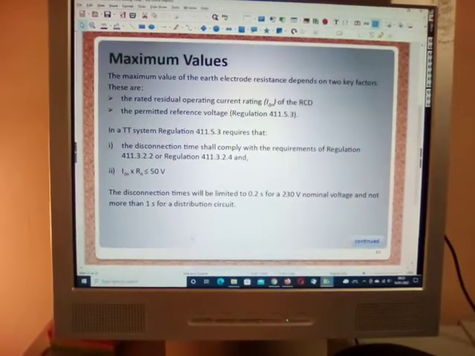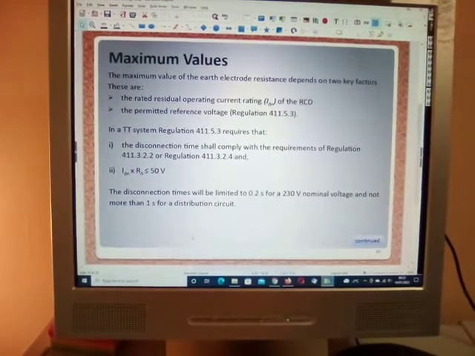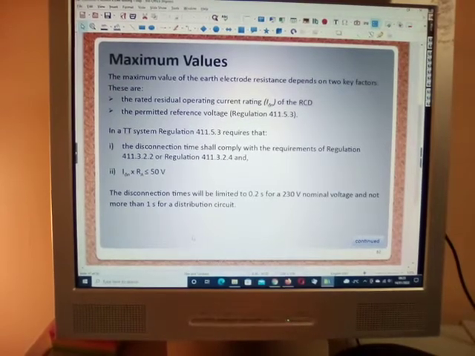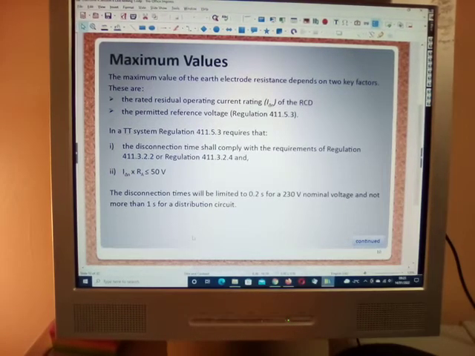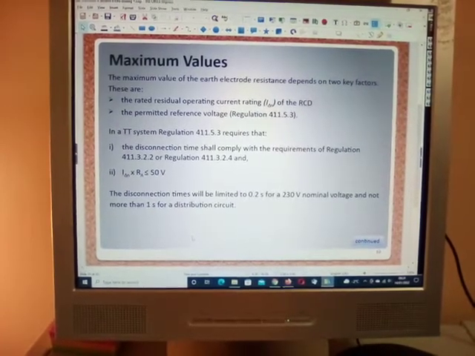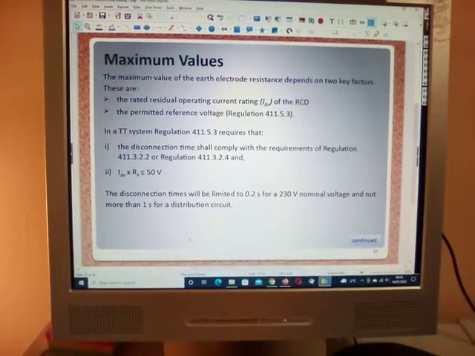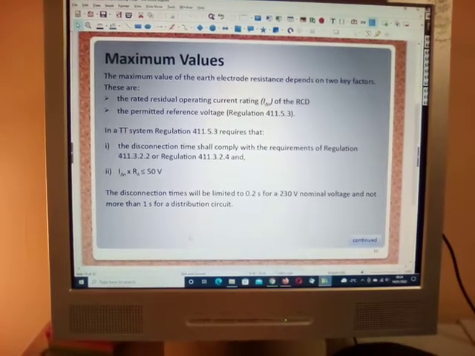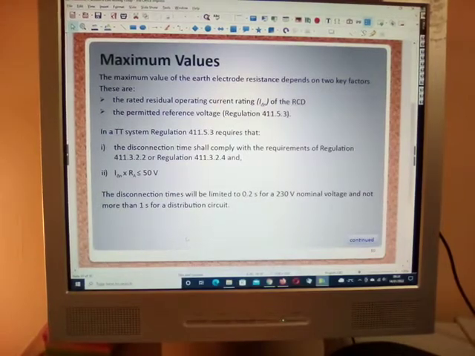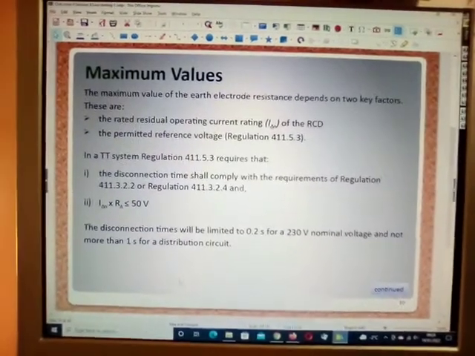And again, here we have maximum values of the earth electrode resistance depend on two key factors. These are the rated residual operating current rating of the RCD, and the permitted reference voltage regulation for W1.5.3. Now, make sure that this regulation is still applicable in the new regs, or whichever regulation you are compliant to. At this moment in time, it is the 18th edition of the IEE/IET regulations, or put that the other way around if you prefer.